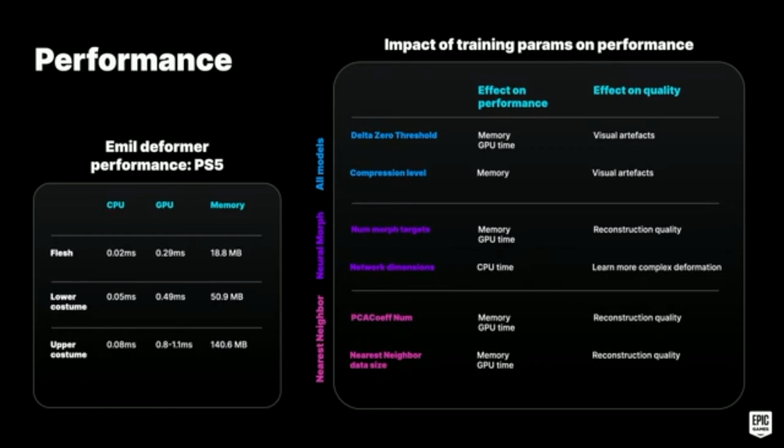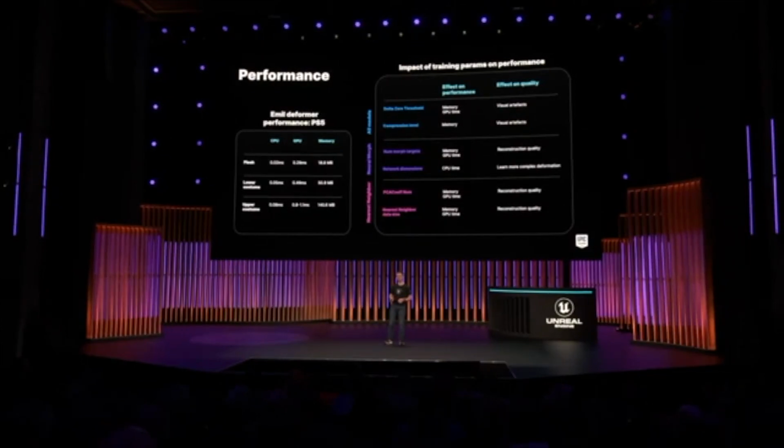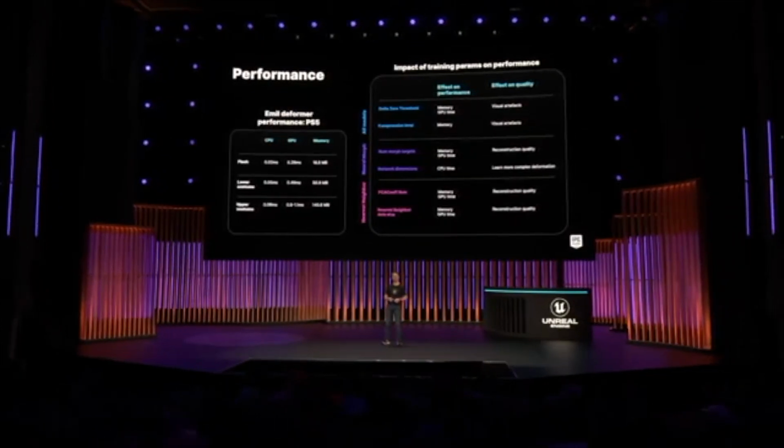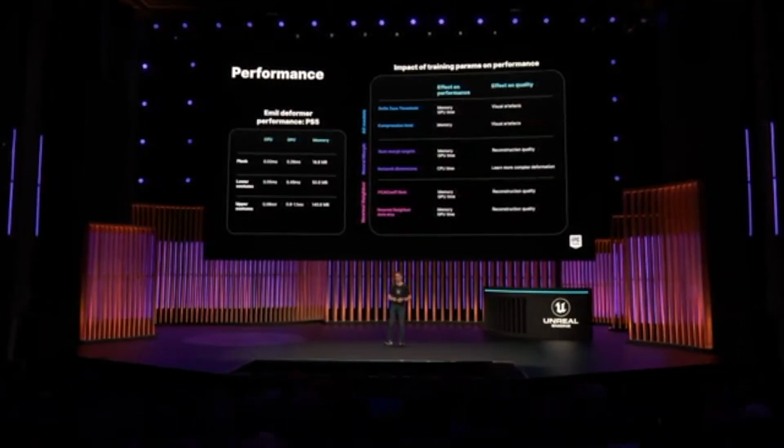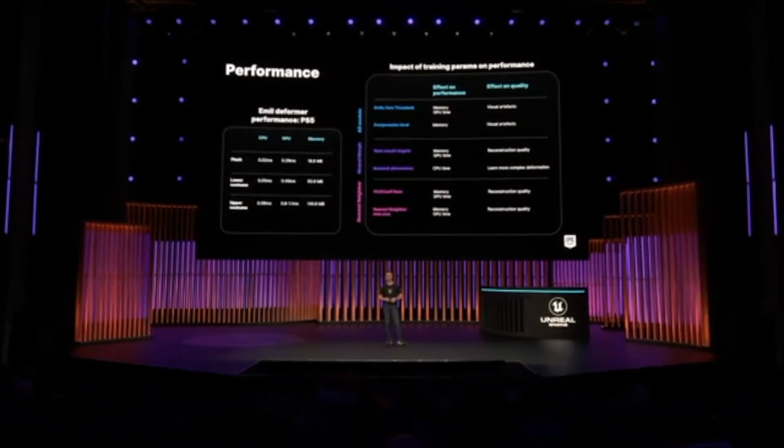Increasing the number of morph targets gives the potential for better reconstruction results, but with a higher memory and GPU cost. And as we mentioned earlier, increasing the network dimensions gives the potential to learn more complex deformations, but at the cost of increased CPU inference time. Now, for the nearest neighbor model, PCA coefficient number and nearest neighbor data can be seen as broadly analogous to the number of morph targets, and this affects memory and GPU time.